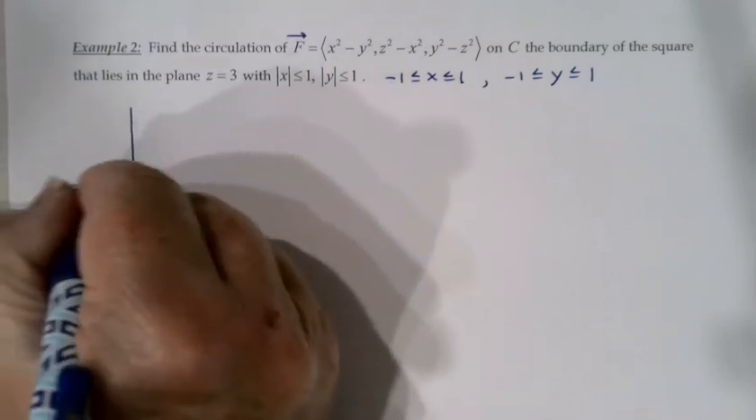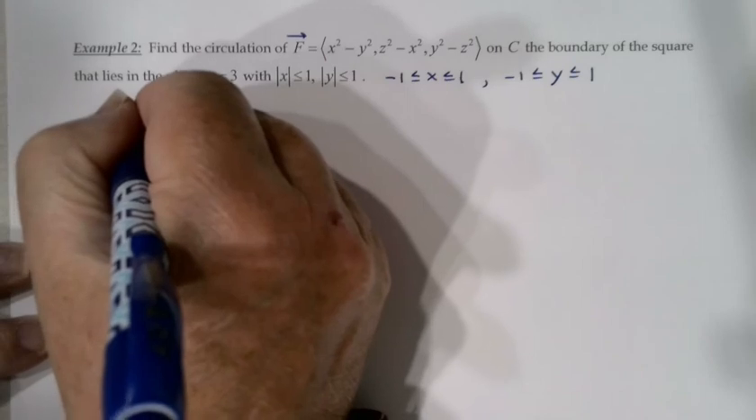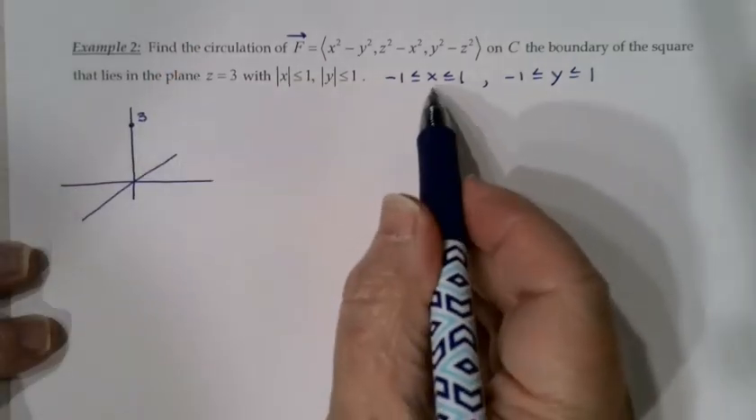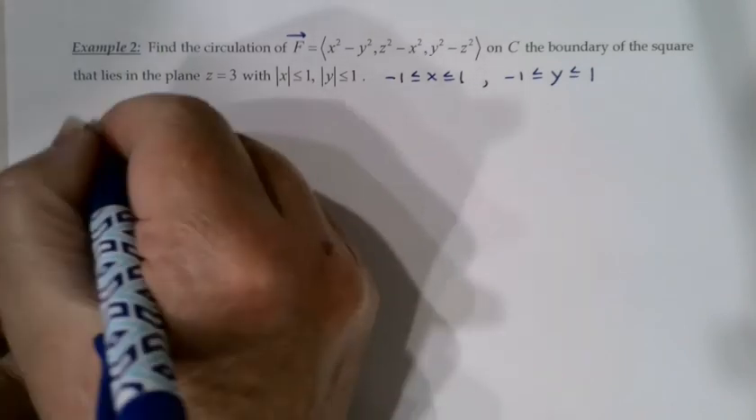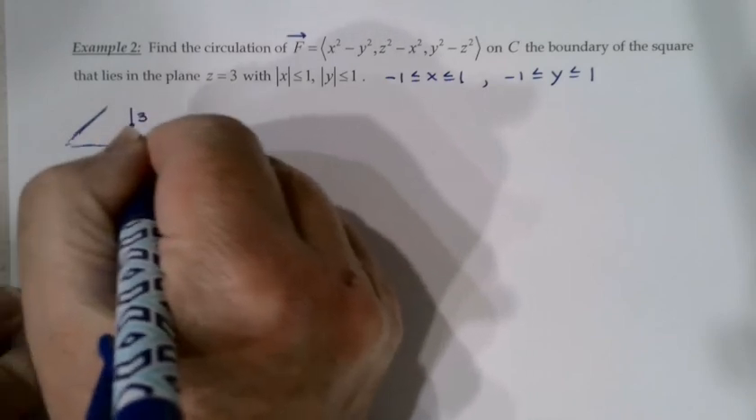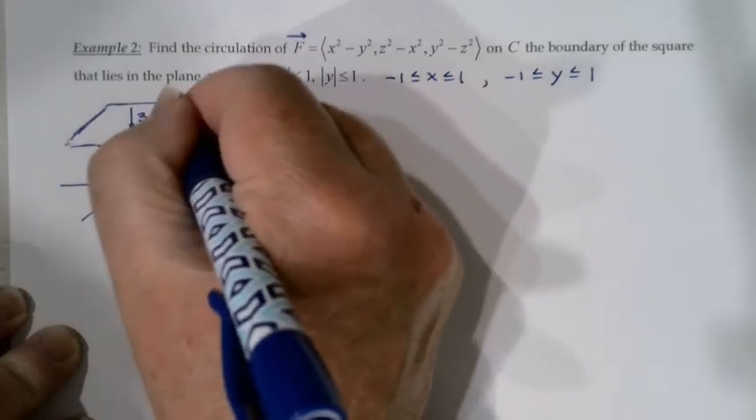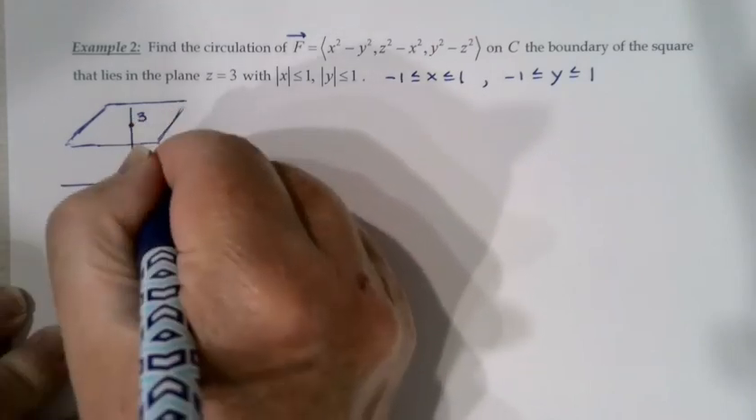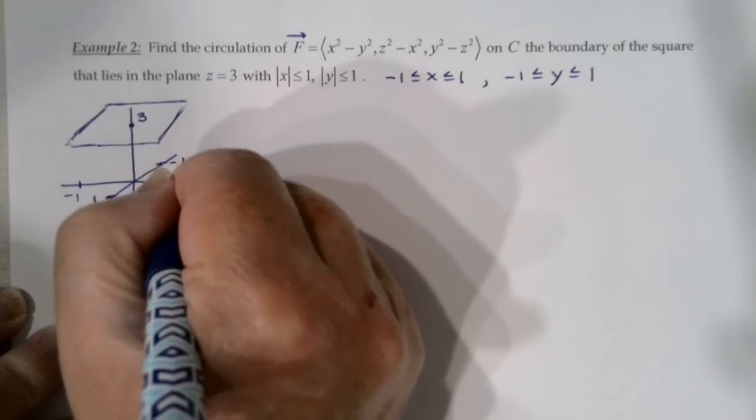So let's see what we've got going on here. I'm up here in the plane z equals 3, and then I'm going to go, y goes from -1 to 1, and so does x. So I'm going to form sort of a square right around that point 3 on the z-axis. This is 1 to -1 on the x, and that was from -1 to 1 on the y.